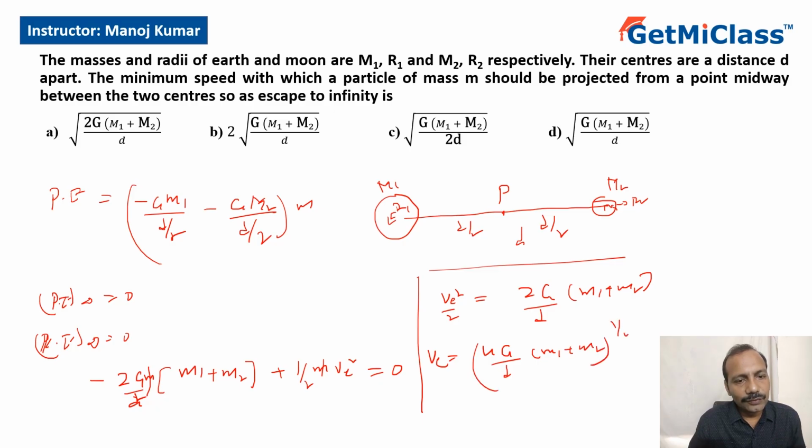So I can take out 4, so I'll be left with 2 under root of G into m1 plus m2 by d. So the escape velocity, or the minimum speed with which the object has to be projected from point P so that it escapes the gravitational field of the system, would be 2 root G (m1 plus m2) by d. That is option B.